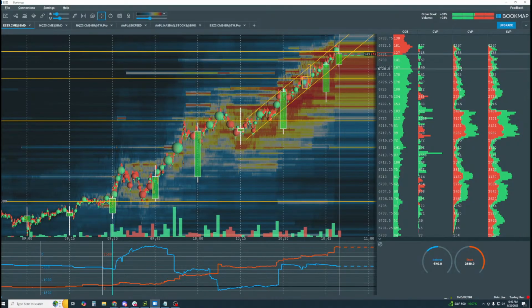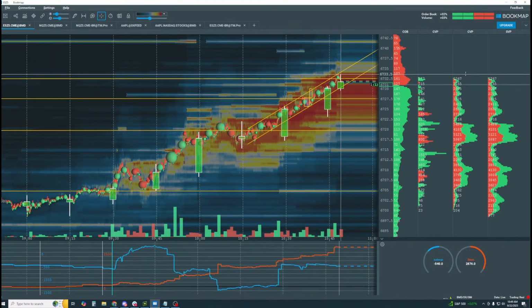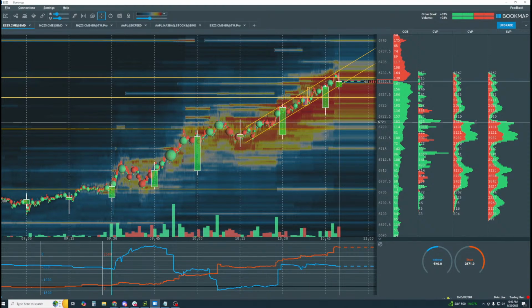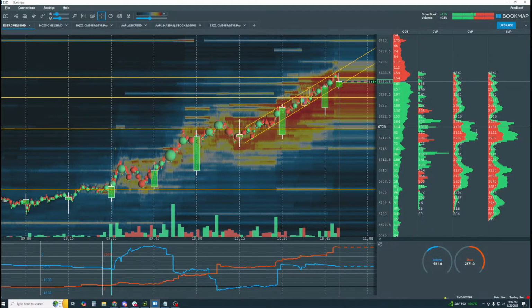How's our profile look over here? A lot of trading back down in this area here. We saw that breakout, and it was right around in here. So this is that profile that was building out, 21 and a quarter down to the 16 and a half or so.